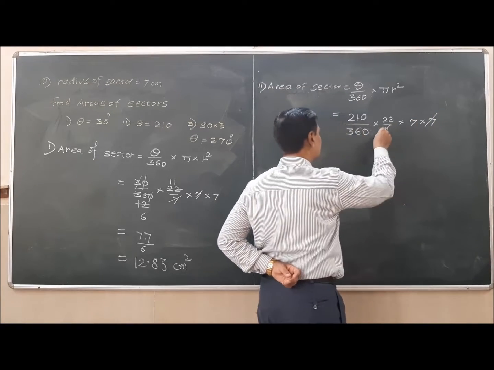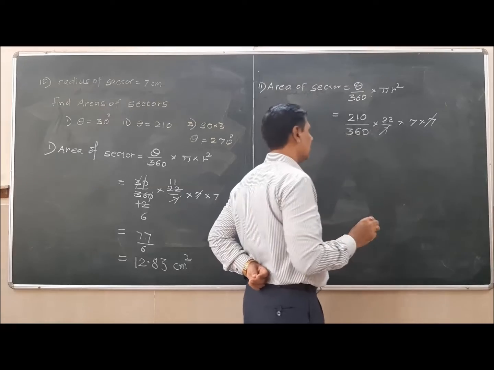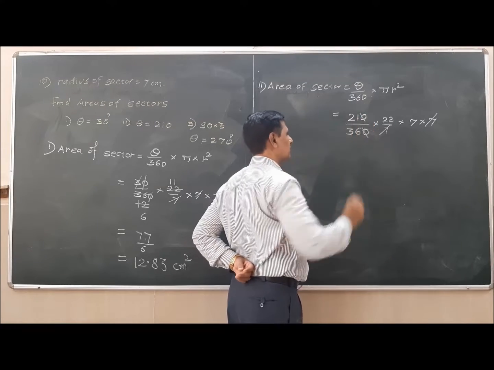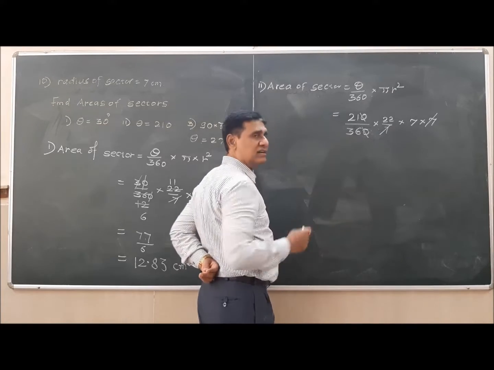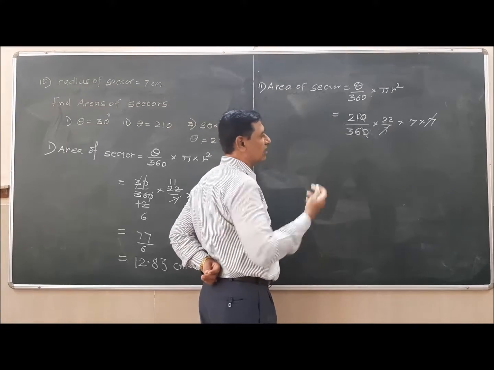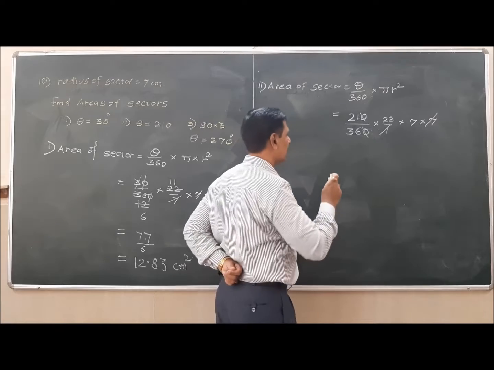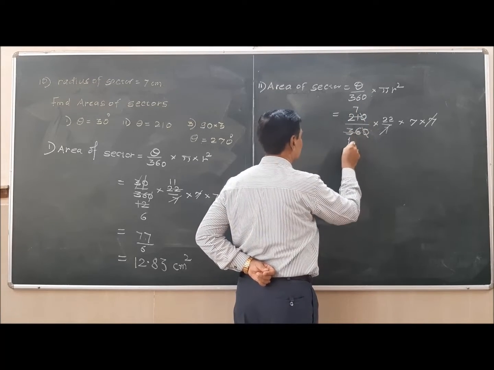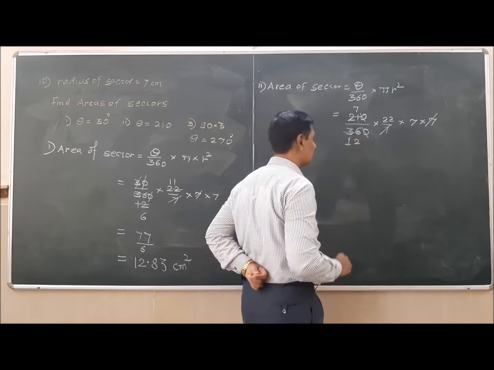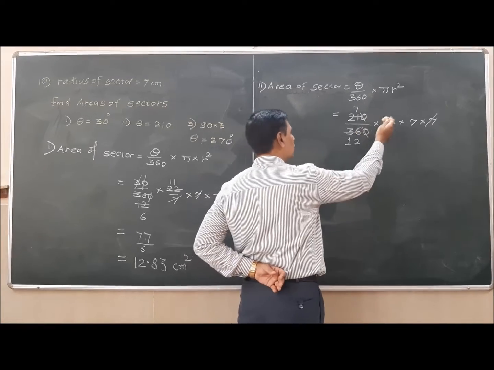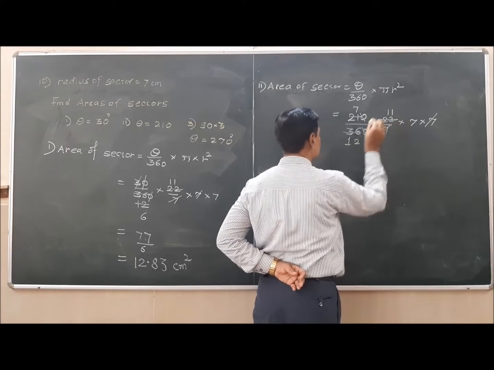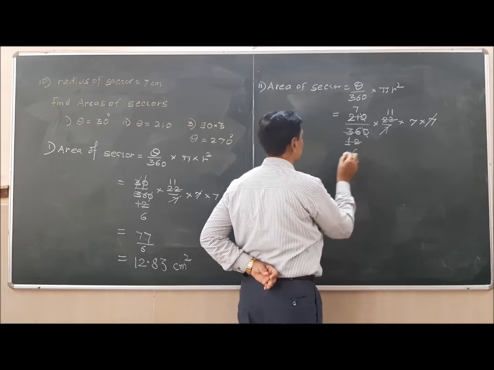7 and 7 will get cancelled. Then here in this case you will find 0 and 0 will cancel first. Then 21 and 36, both of them are divisible by 3. 3 sevens are 21, 3 twos are 6. Still you will find 22 and 12. You can divide them. 2 ones are 2, 2 ones are 2, 2 sixes are 12.